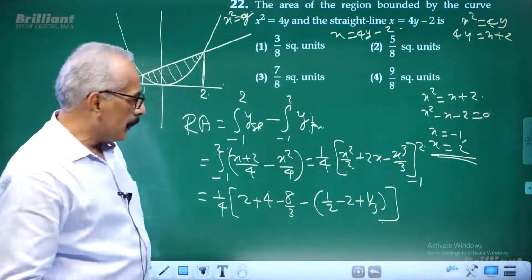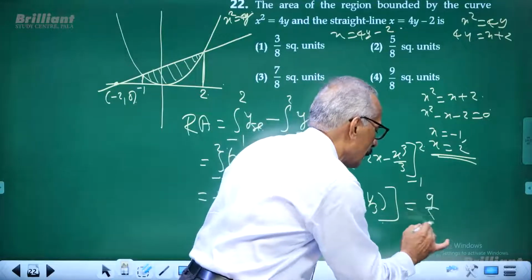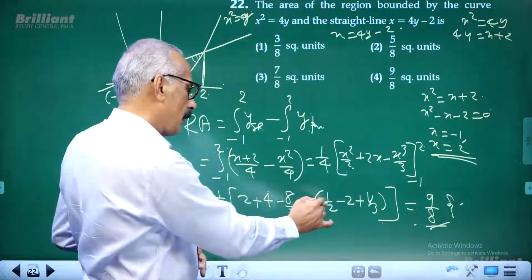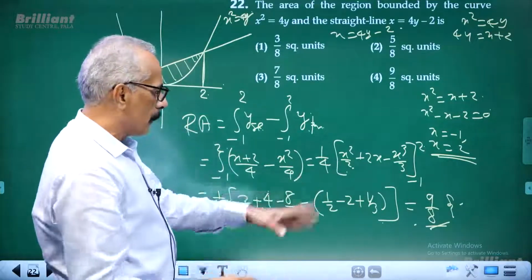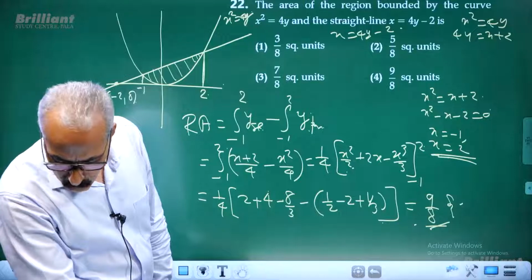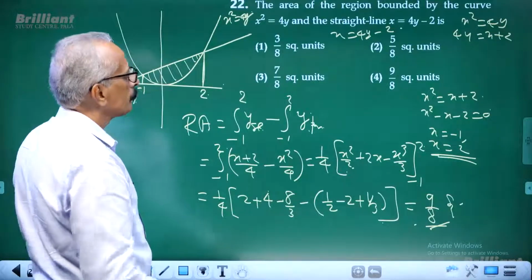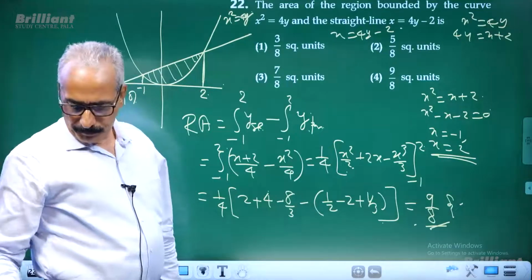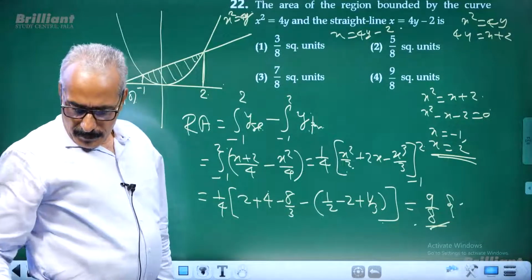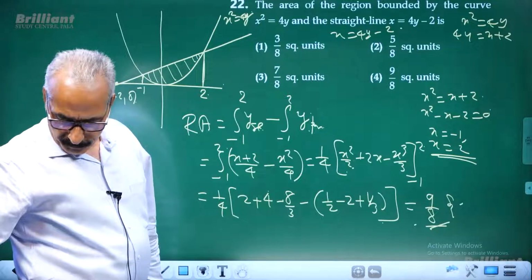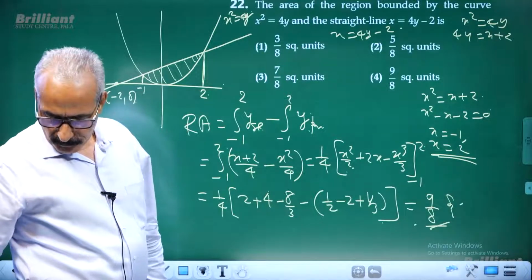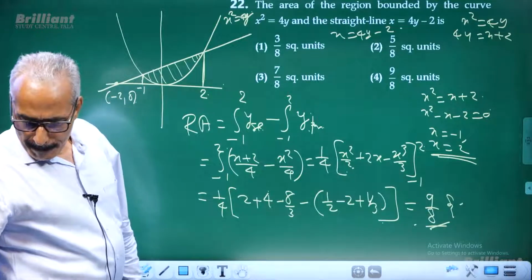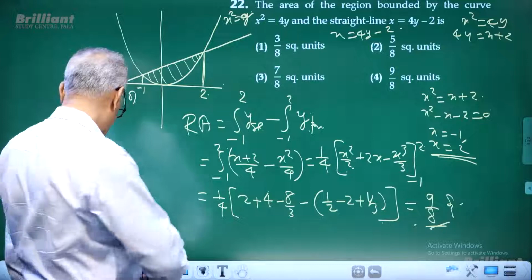That will be 9 by 8 square unit. 9 by 8 square units. This you can calculate. Ready? Got the point? This is minus 1 to 2. We will move on to the next question. The answer is all right. That's right. 9 by 8. Calculation usual.